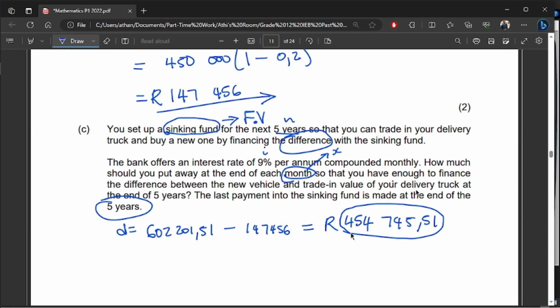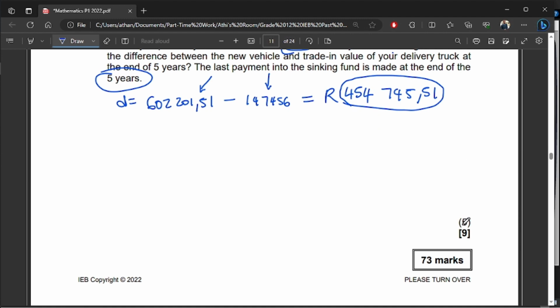Now this is the amount that we want to have at the end of the 5 years, so that we can add on the balance, which will be that amount when the truck is depreciated, so that we can be able to buy a new truck, because you can't keep on using the same truck for another 6 years. That truck will be old, guys. Now remember I said this is future value, and we have to finance that amount. How much are we gonna invest per month?